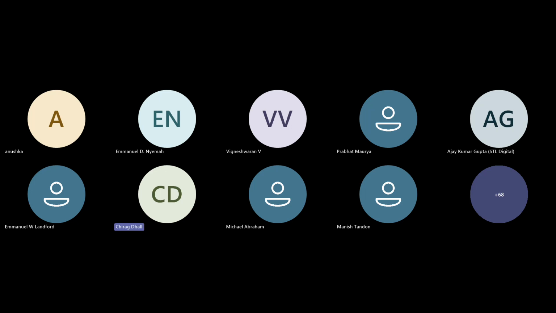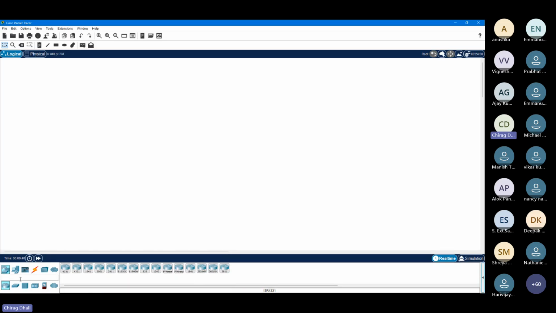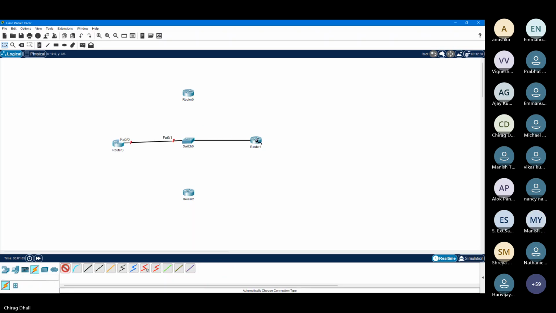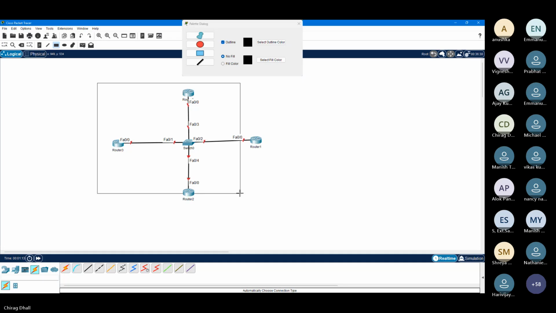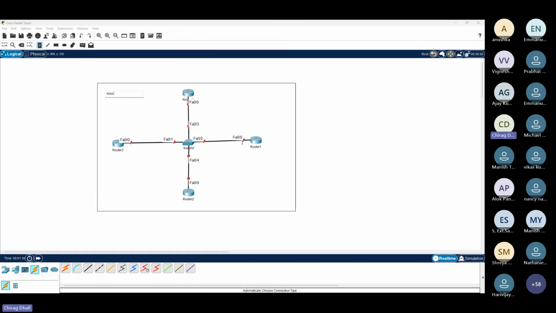My Cisco Packet Tracer must be visible now. Let's see how DR BDR elections happen by creating a similar topology to what we just discussed in the notes. I'll place one switch and four routers around it: router 1, router 2, router 3, router 4. We will connect them all to my switch like this, and place them into the same area. This will be my area 10.